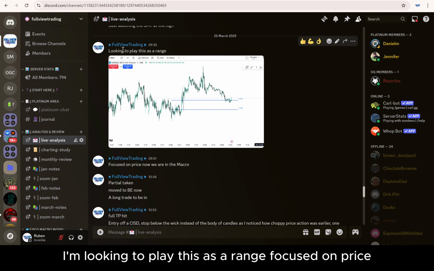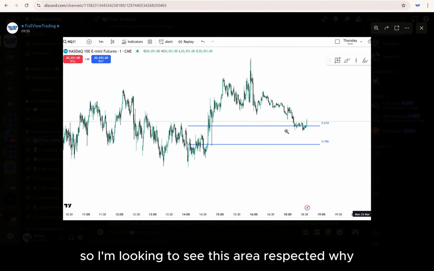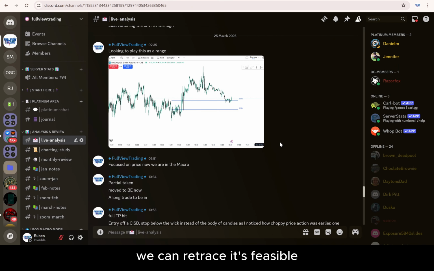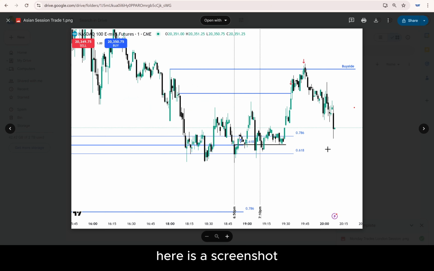And I'll pretty much say here, I'm looking to play this as a range, focused on price now as we're in the macro. So I'm looking to see this area respected. Why? Because we have all the low resistance, we're in OTE, we can reverse, we can retrace, it's feasible. Now, going back to Google Drive, here's a screenshot.